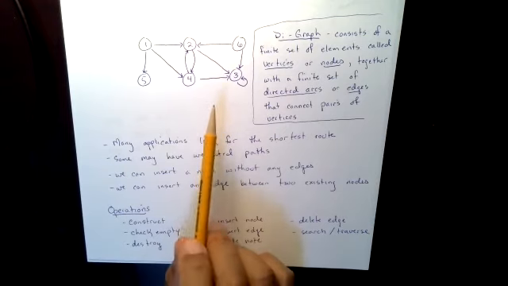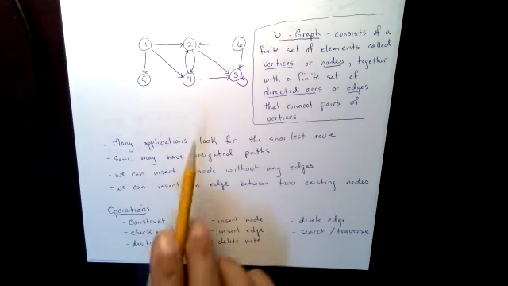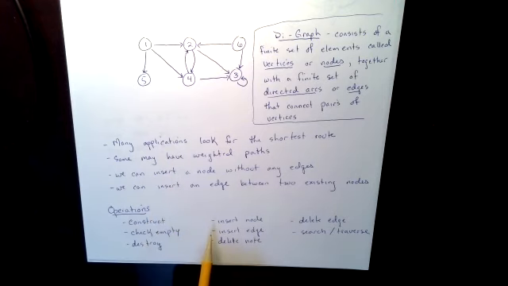So if I'm going to work with a digraph, I need to start thinking about some kind of operations, like how do I construct it? Can I check to see if it's empty? How would I destroy the whole thing? Can I insert a node? Can I insert an edge? Can I delete a node? Can I delete an edge? And then the big one comes into play right here: how to search or traverse it.